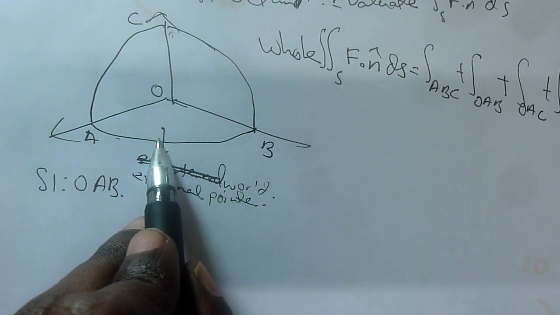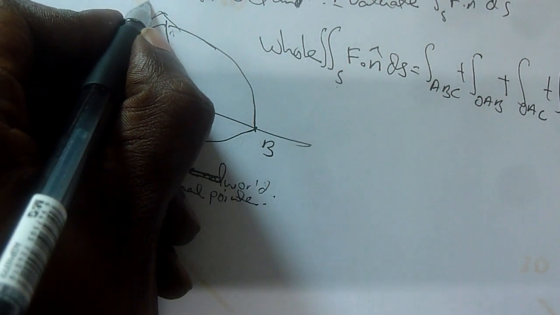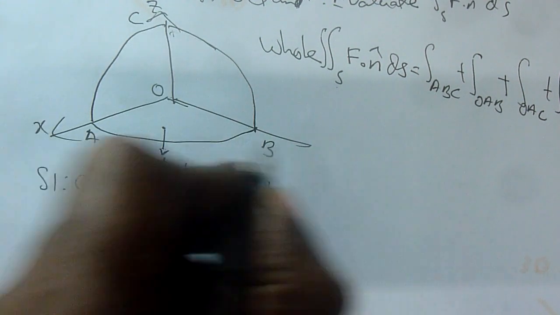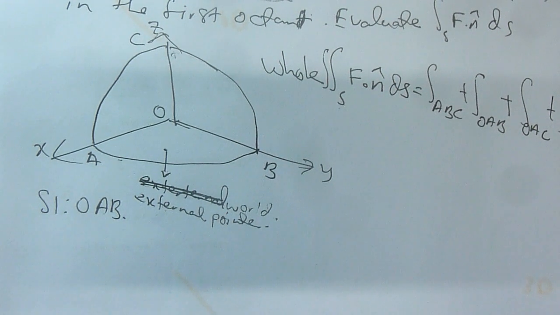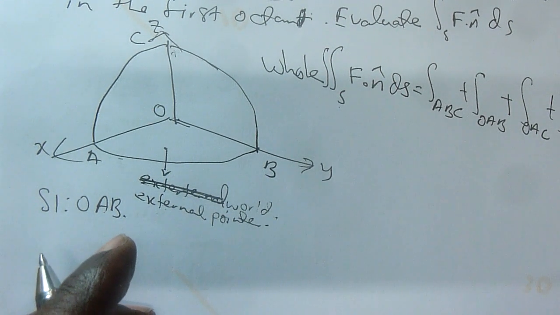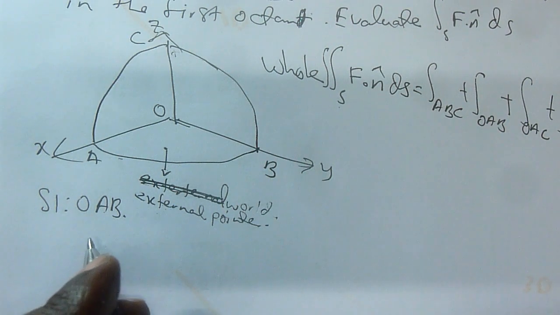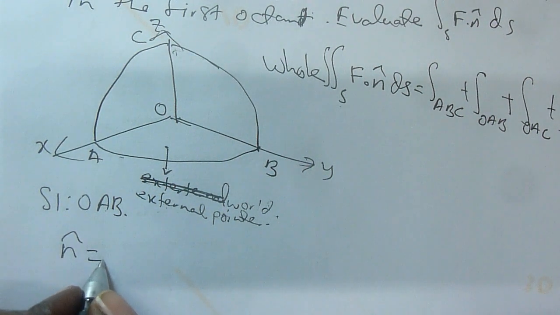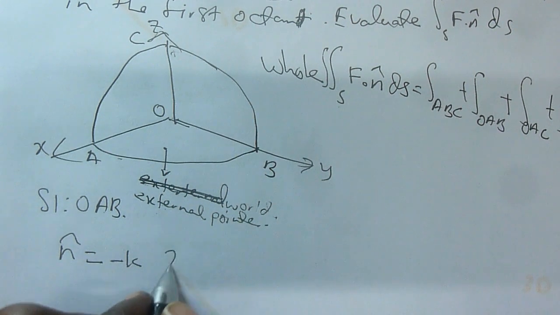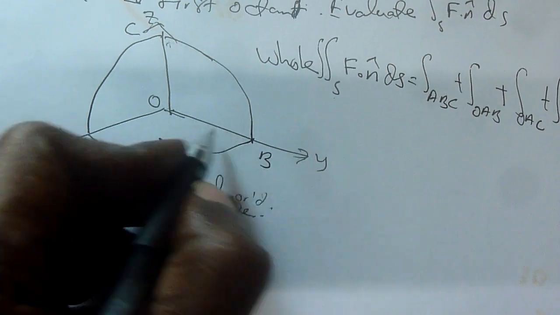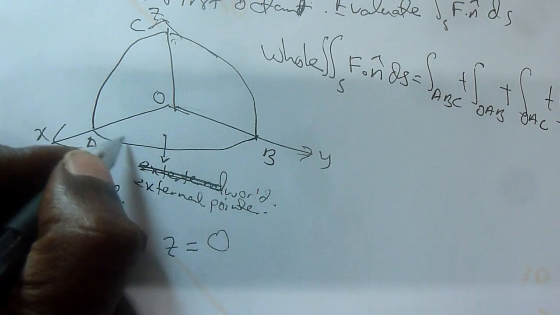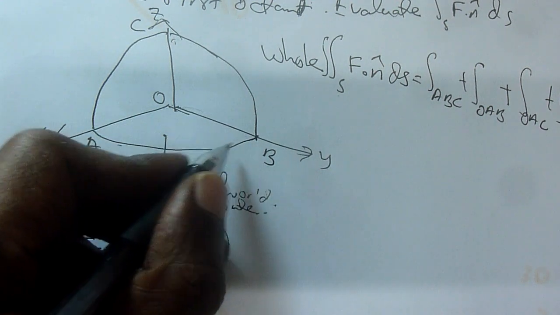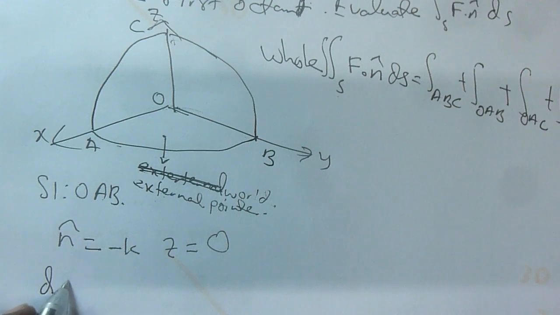I didn't put this as Z, X, Y. So far, can you follow? In this case, what is the n? Definitely n is negative k. Z is 0. But are we dealing with a straight line or x-like kind of things? No, it's polar. Can you see that? Polar. Therefore, our D. Sorry, first let me finish this.